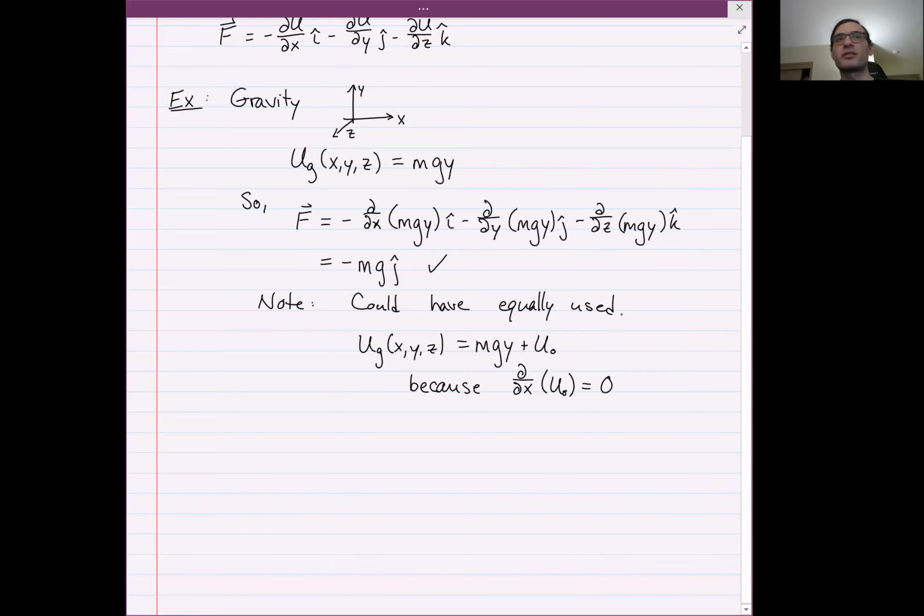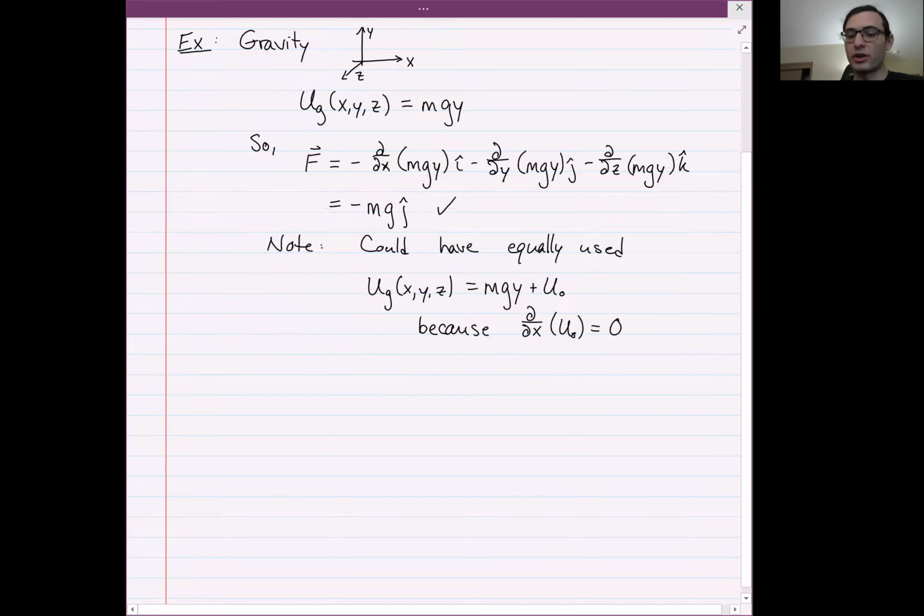This gets back to the point I was making on Friday, that you can always add any constant you want to the potential energy function. That's always okay, because at the end of the day, the only things we actually care about are the forces and changes in potential energy. And changes in potential energy don't care at all about the constants you add, because they cancel out.